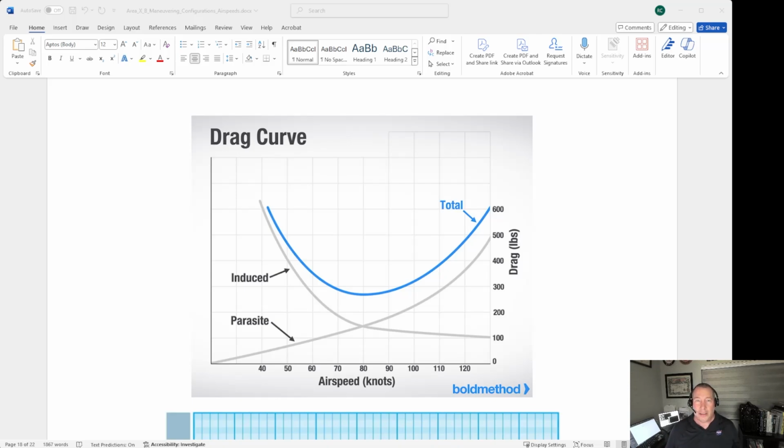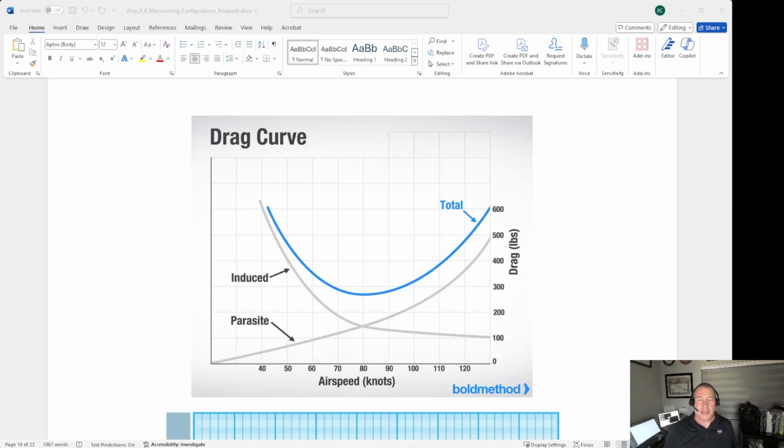Parasite drag is a combination of form drag. That's the drag caused when air decides it's going to go around an airframe, the wheels, things like that. It can be experienced if you stick your hand out the window of a car on the freeway. You'll feel the wind pulling your hand backwards. There's also skin friction drag in parasite drag as well, but both of those are combined for parasite drag.